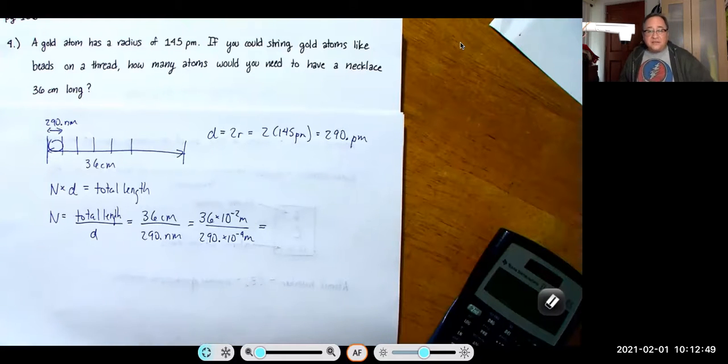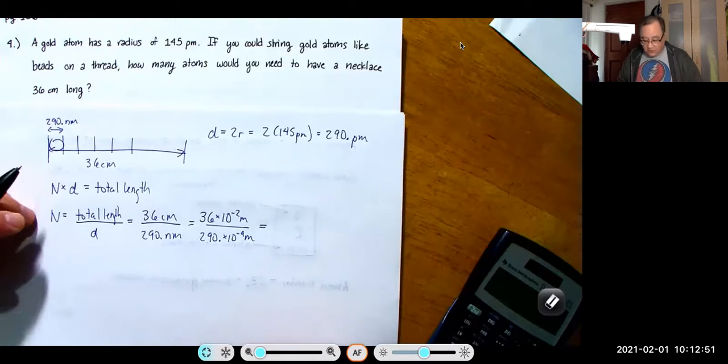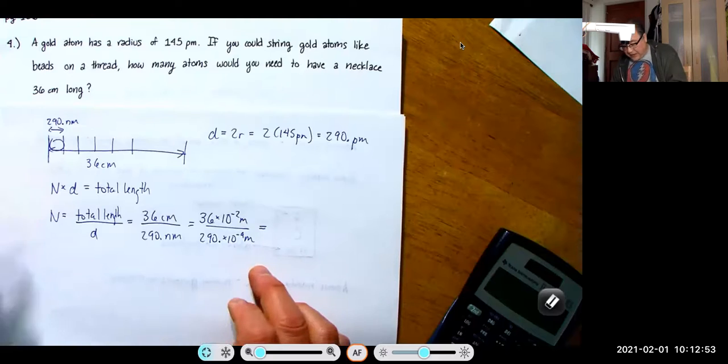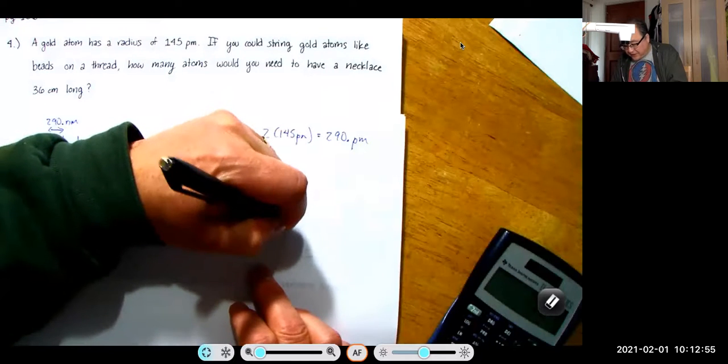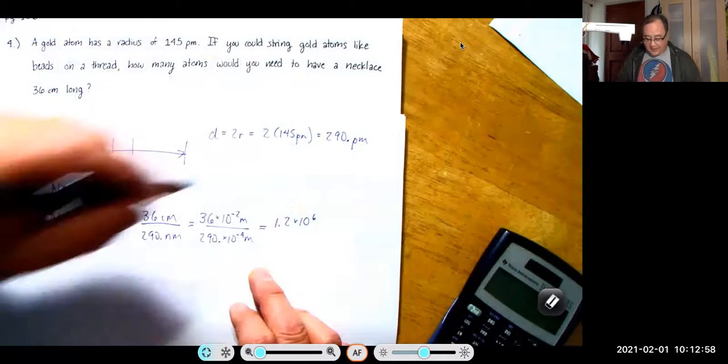Let's see, we got 7 people in here, so I guess I'll go with 2 having the answer. I get 1.2 times 10 to the 6 atoms.